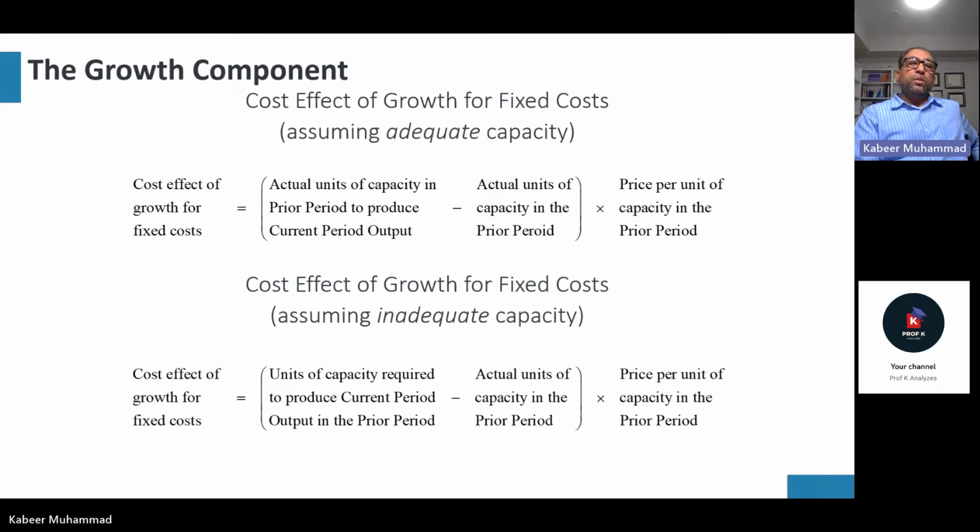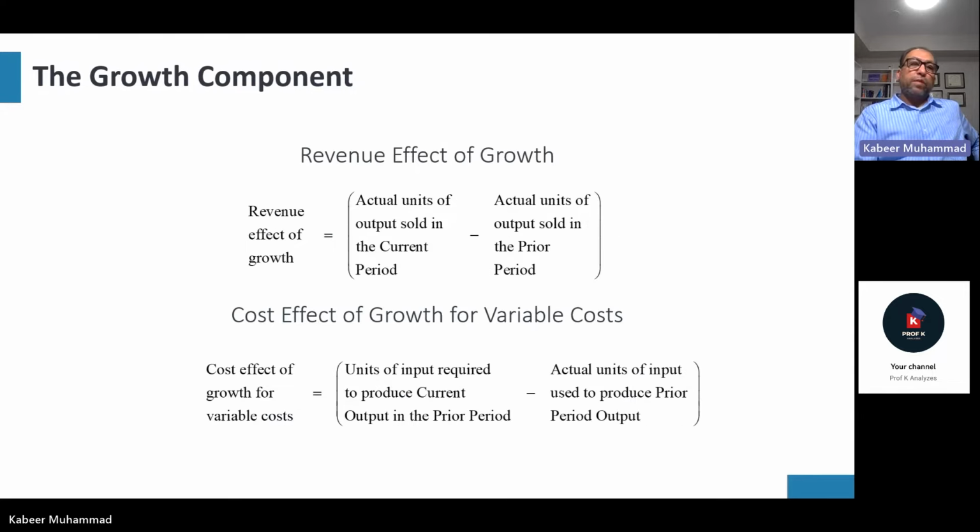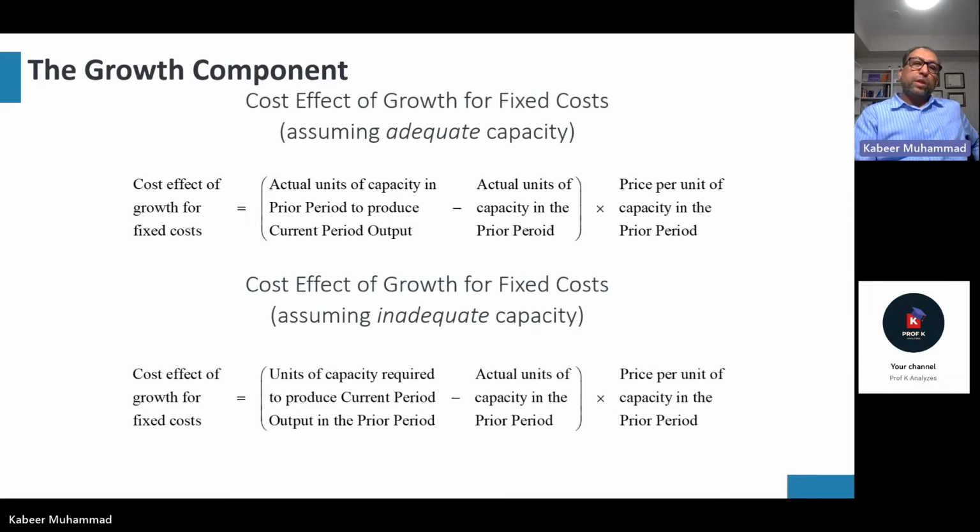And then similarly, we also see the cost effects of growth for variable cost and the cost effects of growth for fixed cost. If we have adequate capacity, like we already have capacity and can produce more, then fixed cost is not going to change too much. But assuming inadequate capacity, where we want to change the capacity, definitely the fixed cost is going to change. So this way we can calculate the growth components.